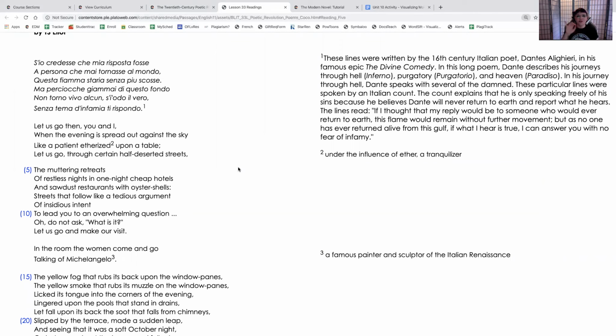This is a reference to Dante's Inferno, which is the Divine Comedy, and it's basically a story about all the different layers of hell. There's a little translation here about what this says, but it's originally in Italian. So what it says is, if I thought that my reply would be to someone who would ever return to the earth, this flame would remain without further movement. But as no one has ever returned alive from this gulf, what I hear is true. I can answer you with no fear of infamy.